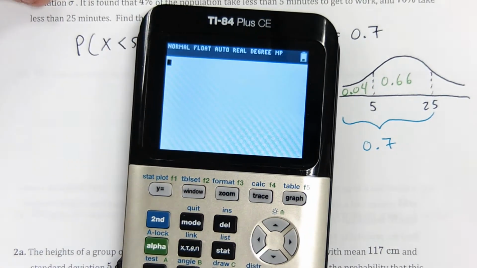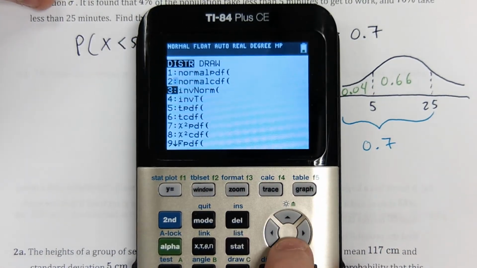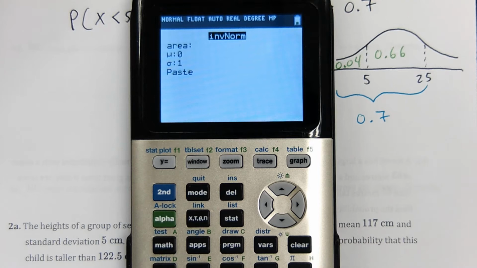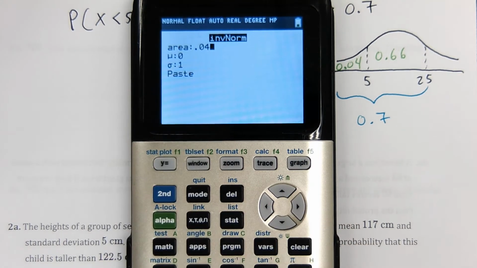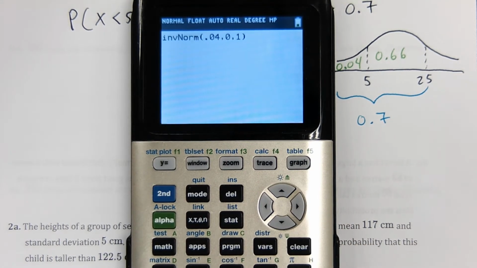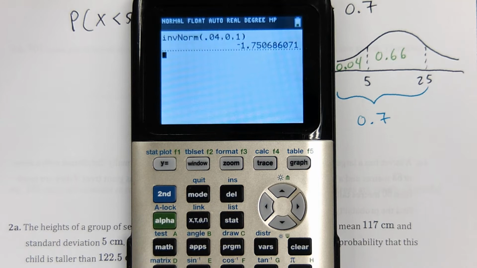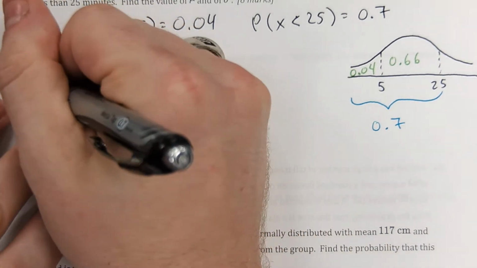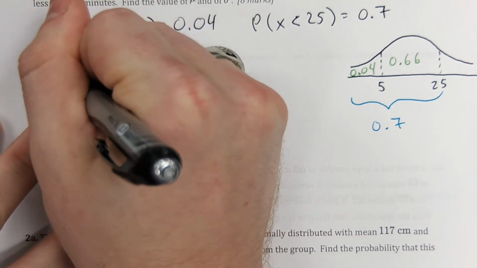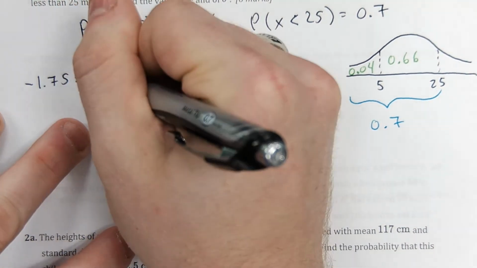So inverse normal will take that area and give us back a z-score, because this is the standard normal, 0, 1. So this gives us a z-score. That z-score is negative 1.75 to 3 sig figs. So what we know is negative 1.75 is our x value.